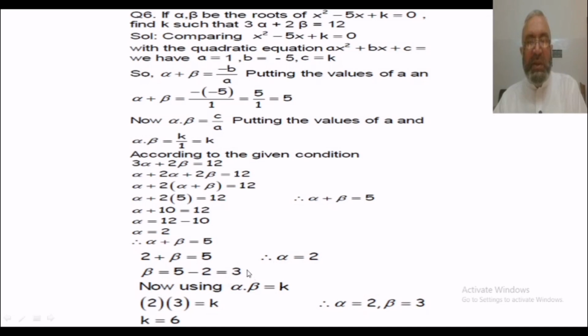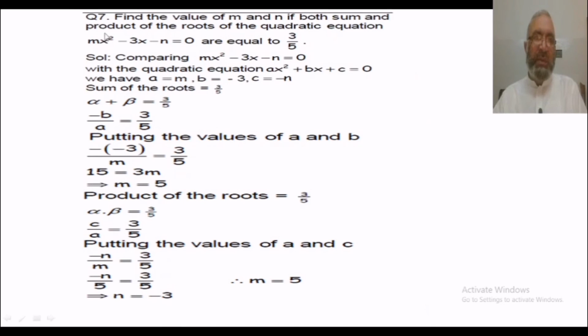Now, because we have to find the value of k, using the relation of product, alpha beta is equal to k, so putting the values of alpha and beta in this relation, we have alpha beta is equal to k, alpha is 2, beta is 3, 2 into 3 is equal to k, or 2 times 3 is 6. Thus we get the value of k is equal to 6, which was unknown.